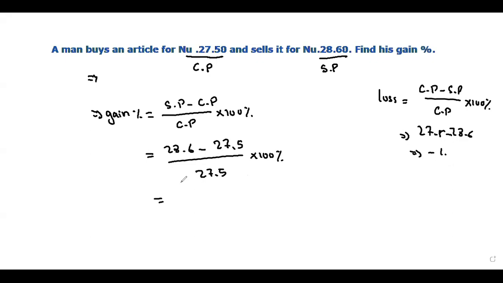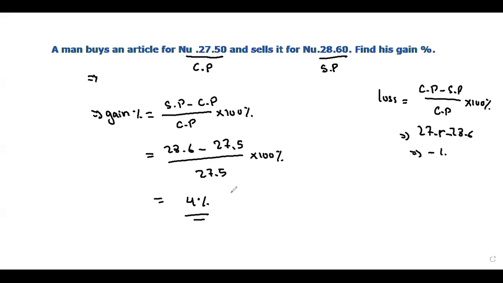You solve this now. 28.6 minus 27.5 divided by 27.5 times 100, you will get 4%. All right, the answer is 4%. Thank you. It is 4%.